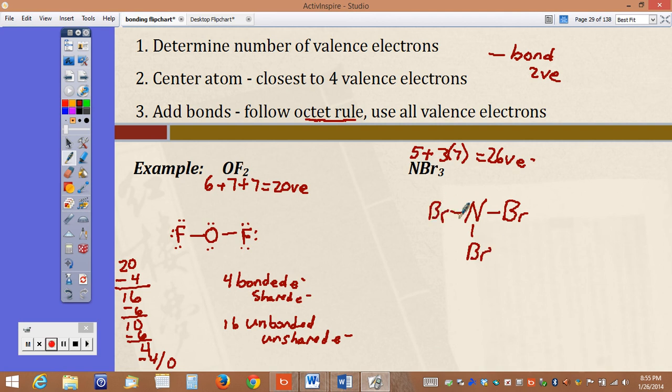In this case, we have 1, 2, 3 bonds being used, or 6 valence electrons, which means we have 20 left. Bromine has 2 valence electrons being used. It needs 6 more. And each bromine is going to need 6 more in order to be an octet.